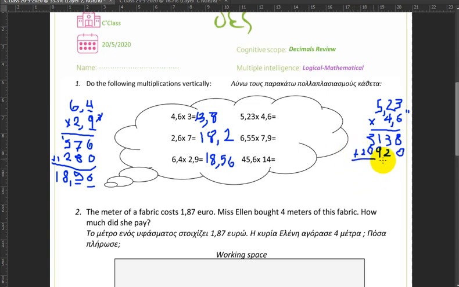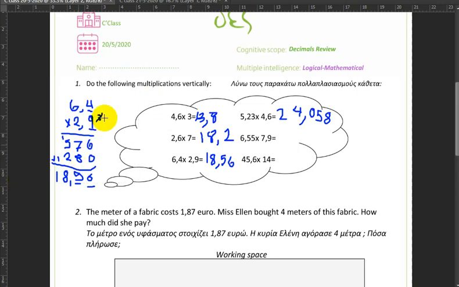And I add 8 and 0 makes 8. 3 and 2 makes 5. 1 and 9 makes 10, right? 0, carry 1. 1 and 3 and 0 makes 4. 2 and nothing makes 2. And in the numbers up here, I have 3 numbers to the right of the decimal points. So there need to be 3 numbers to the right of the decimal point in my answer as well. So we get 24.058.